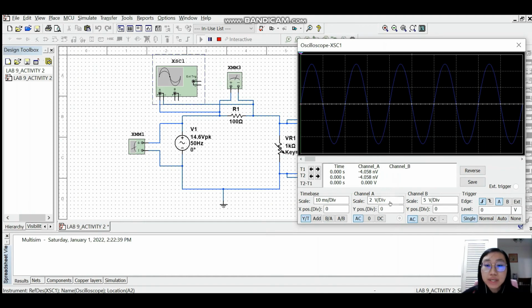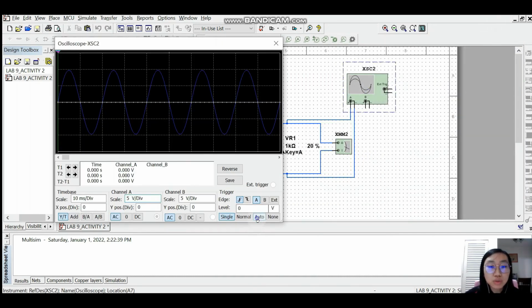This is the waveform, and we adjust the scale to 2 volt per division, meaning 1 division is 2 volt in the AC waveform. This is the peak voltage, which is 4.87 volt across the resistor R1, and the peak-to-peak voltage is from the maximum to the minimum. Next, we observe the waveform in oscilloscope 2, and we set the scale to 5 volt per division. We can observe 9.74 volt for the peak voltage across the variable resistor, and the peak-to-peak voltage is the maximum value to the minimum value.